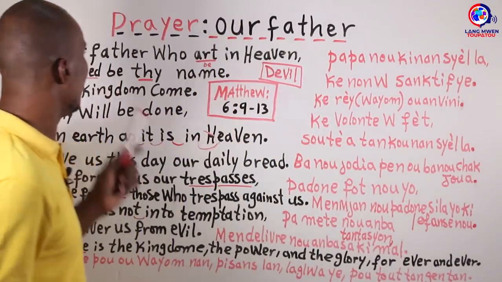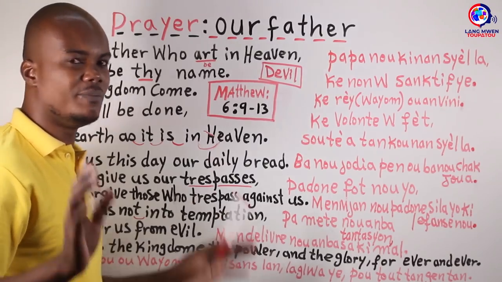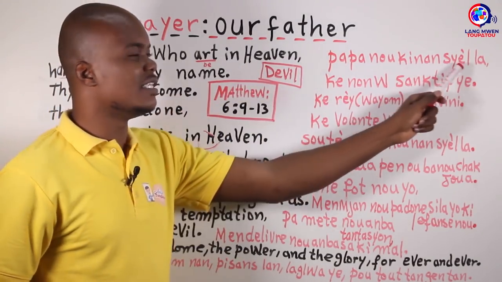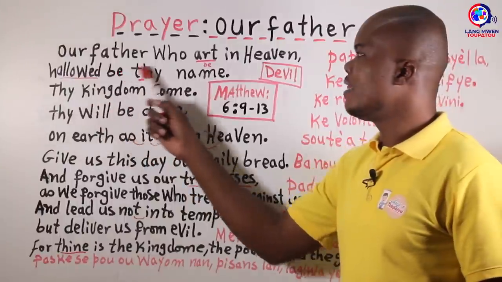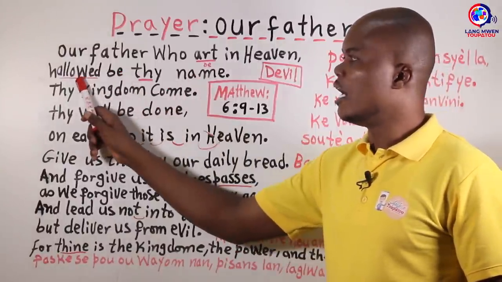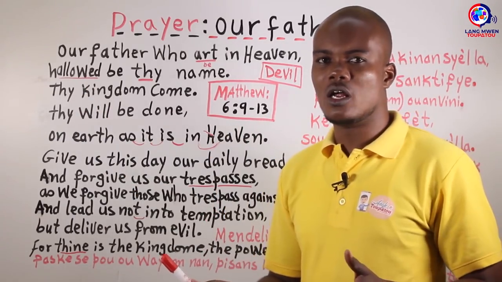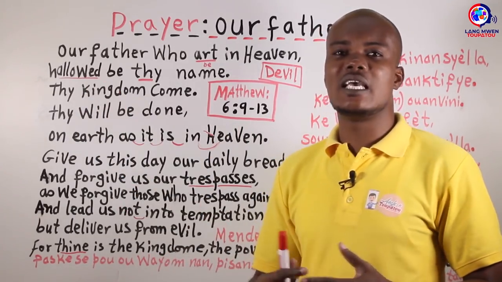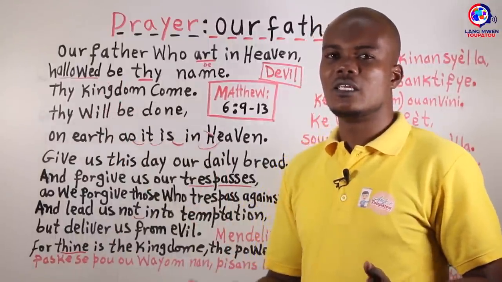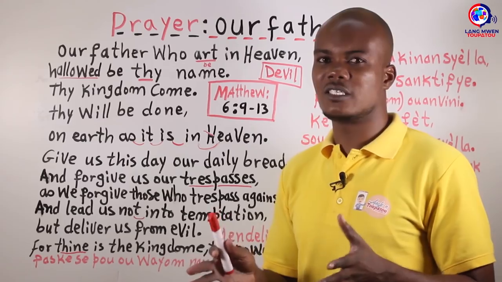Comment dit-on ça en anglais? Our Father who art in heaven. C'est la prière du Notre Père. Our Father who art in heaven. Hallowed be thy name. Hallowed. The verb is to hallow. Le verbe c'est hallow. To make holy. To sanctify. Sanctify.